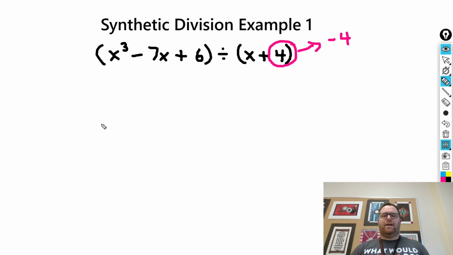And we're going to write this on the outside of a synthetic division separator here. If you know the exact name for that, comment in the comments below. I'm going to write the minus 4 here.